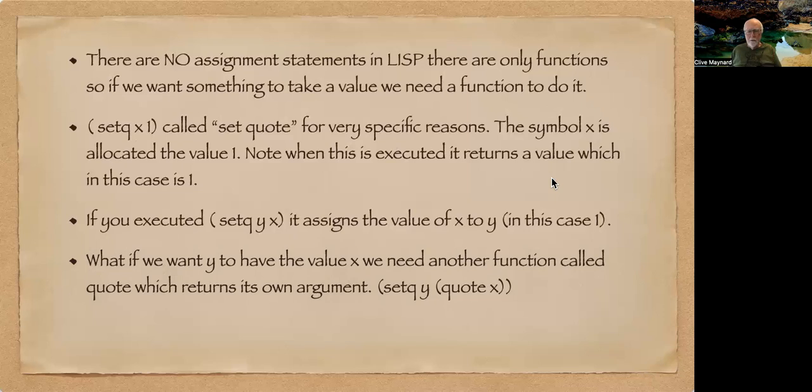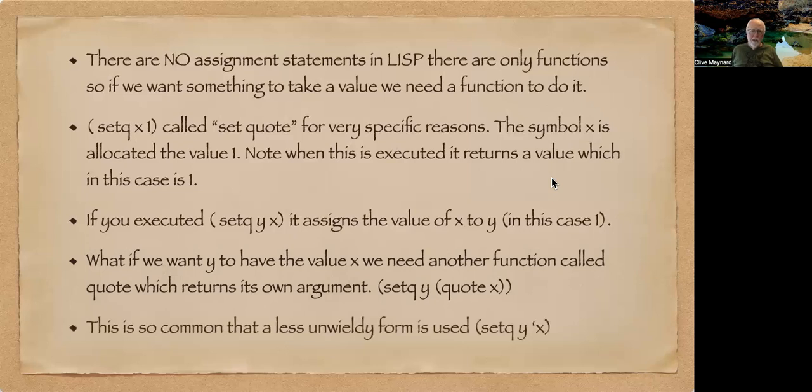Now writing that out is a little bit, I don't know, takes too much work, unwieldy. So there's a shorthand version of this where we just use a quote mark in front of the argument there. So we have setq y, quote x, and it's written with the inverted comma.